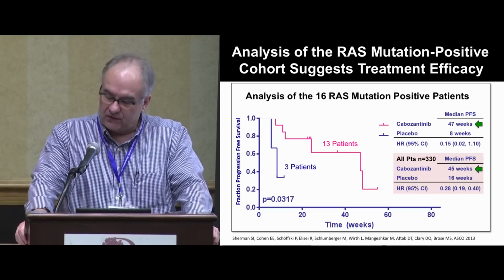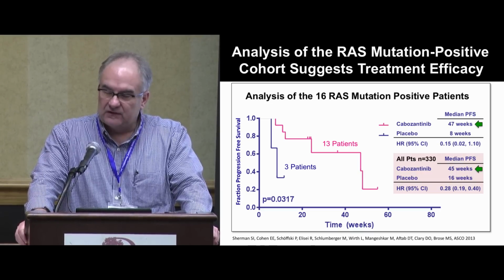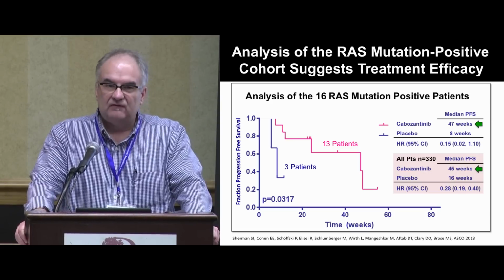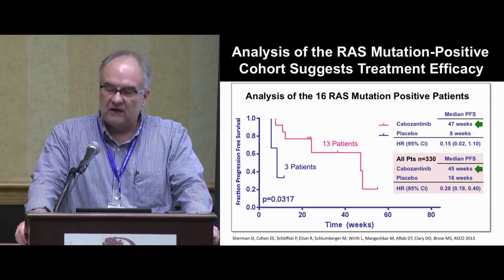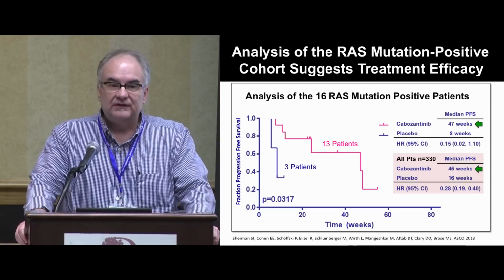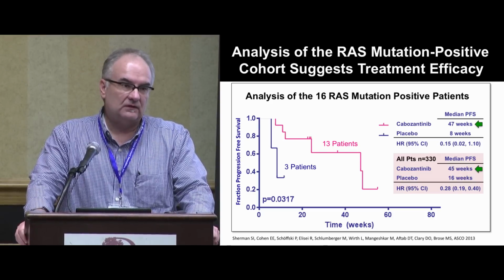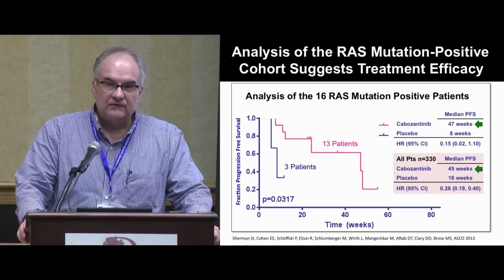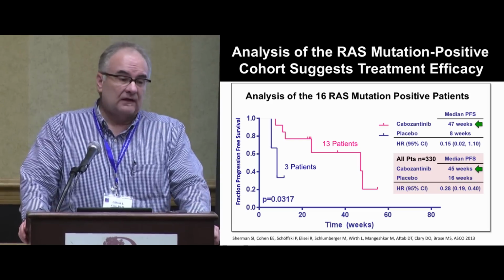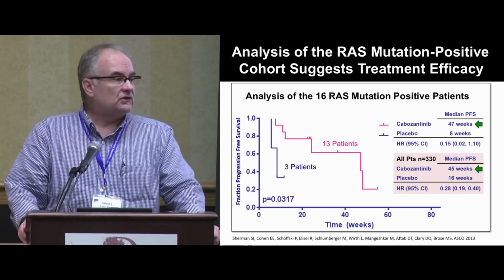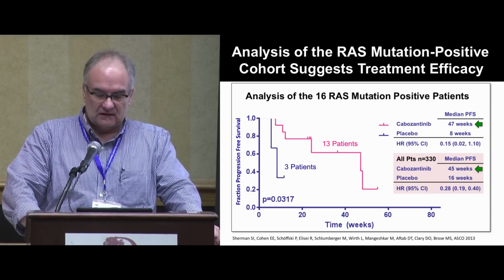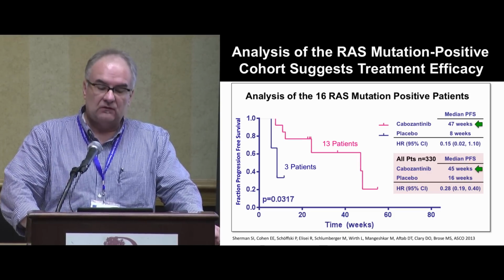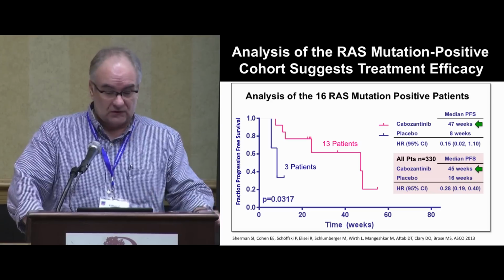So the whole group, all 330 patients, had a progression-free survival of 45 weeks. If you had a RAS mutation, you had a progression-free survival of 47 weeks. So what this says is that this drug works even if you don't have a RET mutation, so it's not a bad thing to be put on this drug. And what it also says is maybe targeting, looking up your mutations and knowing that information is not the best thing at this point in time. We just don't know. We're still learning. This is data that is not published yet.